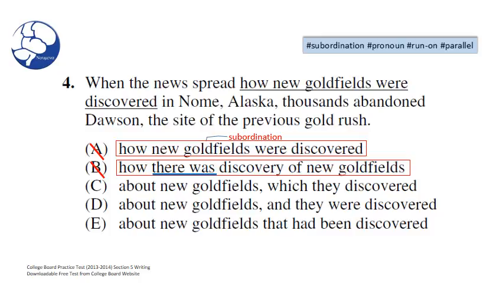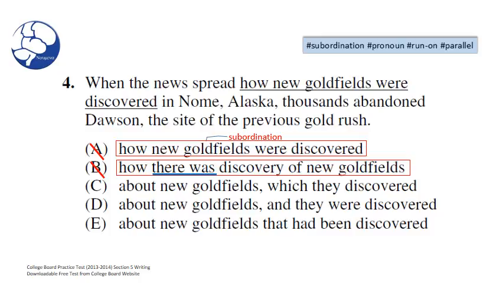And also the verb should be very descriptive. Now let's look at there was. There is a pseudo subject, meaning that the subject isn't clearly identified. And was is not a very descriptive verb. That's not to say that we can never use the verb was, but clearly this sentence could be better written. Even the choice A is preferable to choice B. How new goldfields were discovered would be preferable to how there was discovery of new goldfields. Even the passive is preferable to the there was sentence construction.